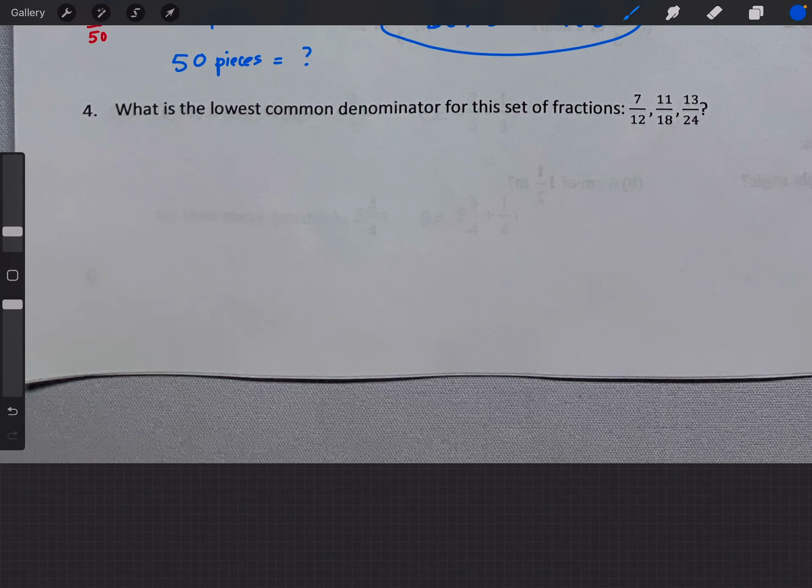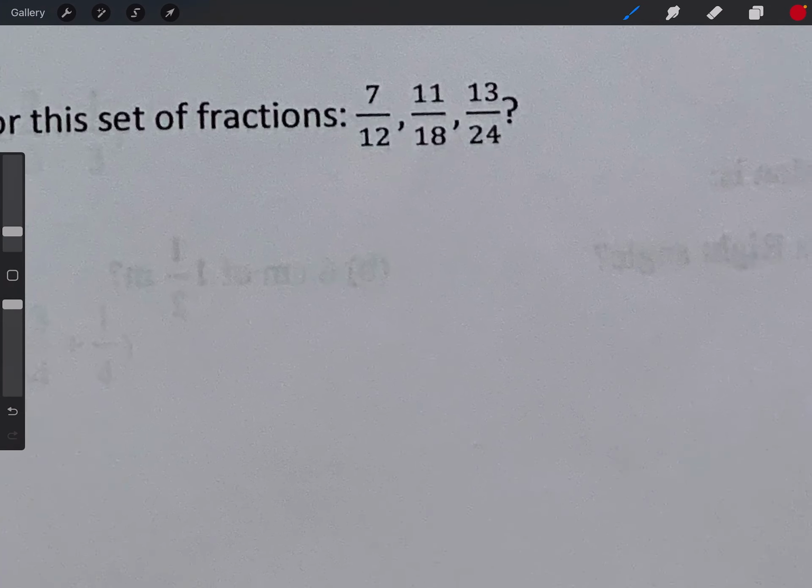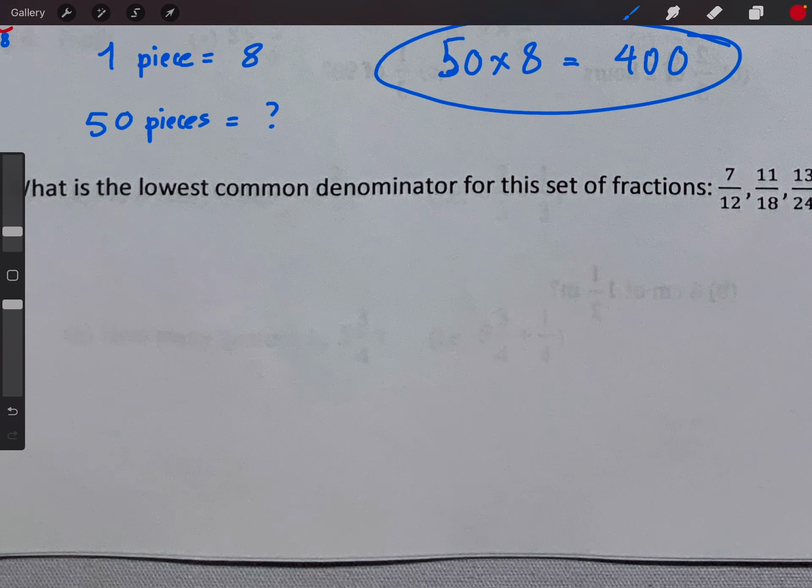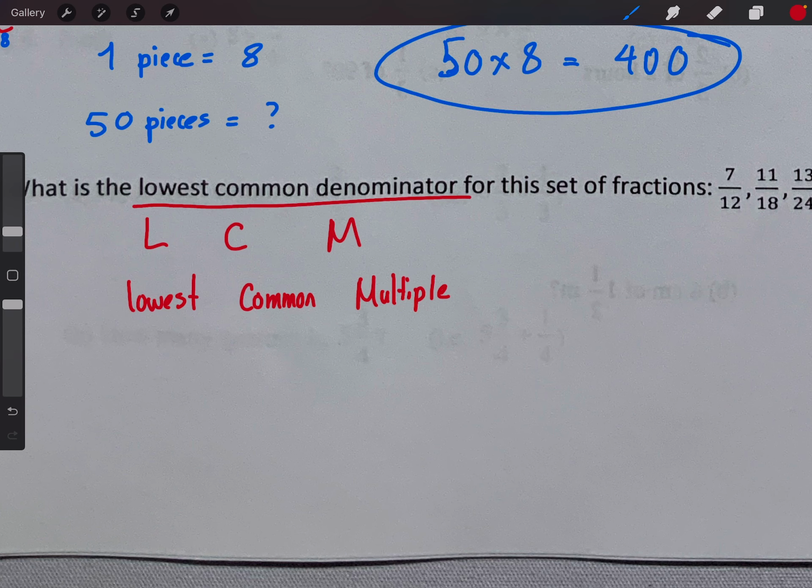Okay, question 4. What is the lowest common denominator for this set of fractions? The lowest common denominator. All right, so they're looking for the LC... well, denominator is, all right, that's M for multiple. So lowest common multiple. Lowest common denominator is the same as lowest common multiple.